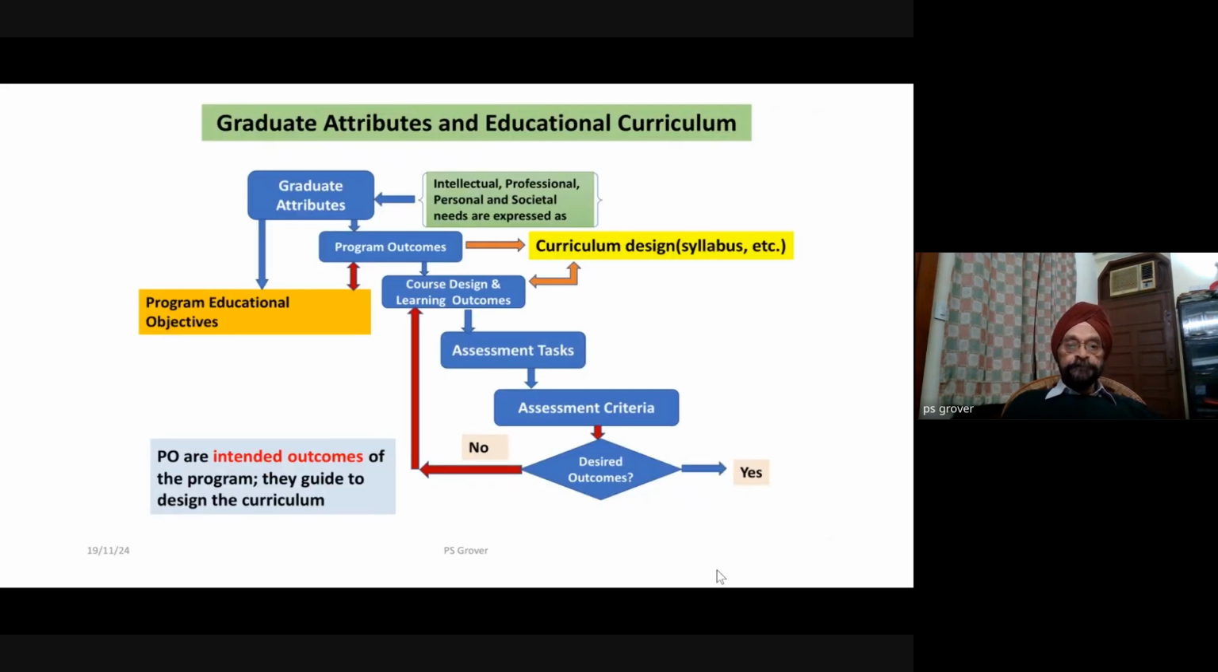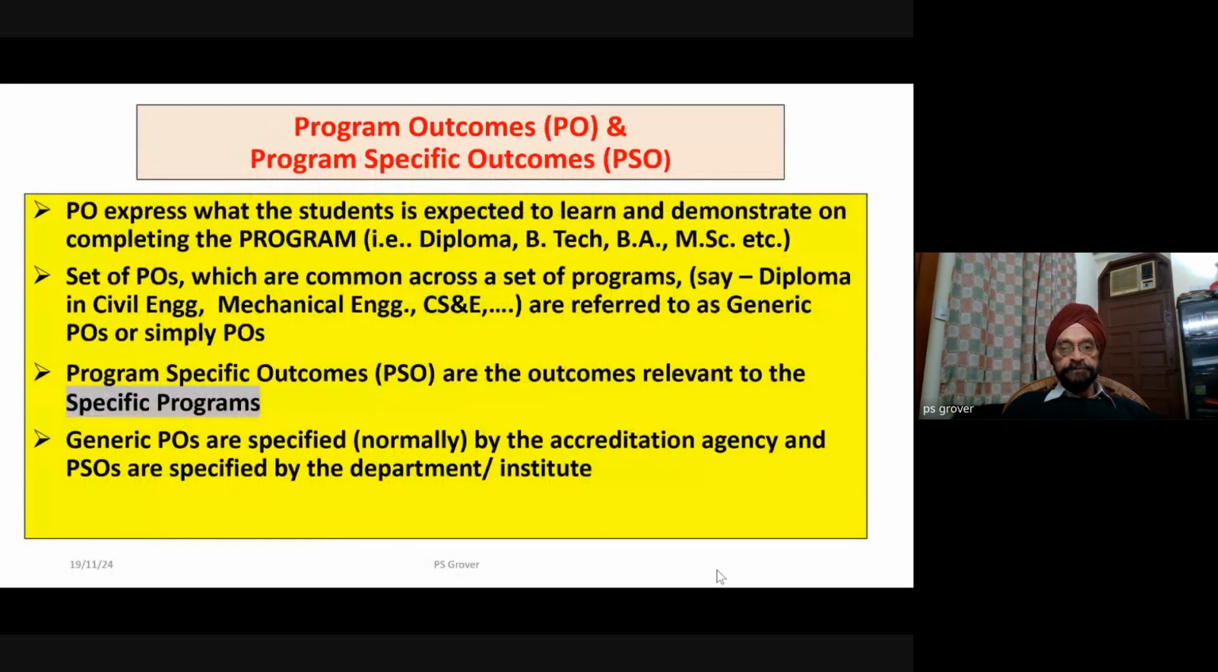So we say that graduate attributes in educational curriculum, graduate attributes help us define what are concerned intellectual, professional, personal, and societal needs as expressed as graduate attributes. Then graduate attributes will define the program objectives, program outcomes, course design and learning outcomes, assessment tasks, assessment criteria, and so on. That's how a curriculum is designed.